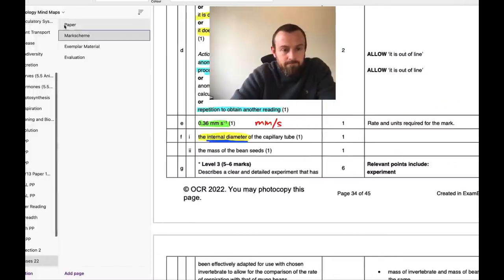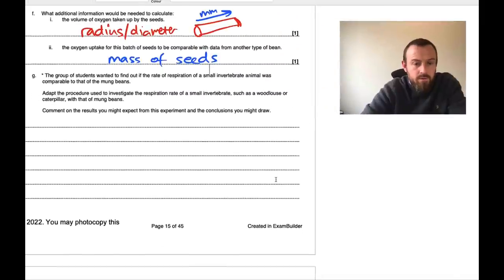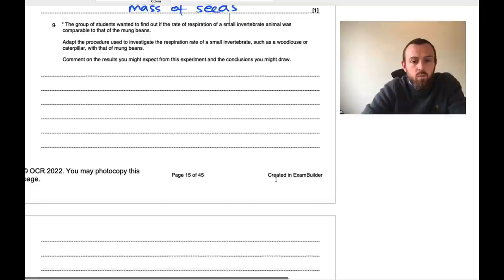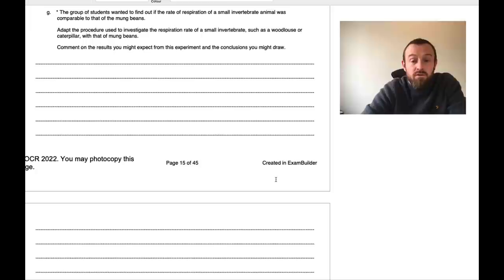Right, let's get into this 6 marker, okay? It says, the group of students wanted to find out if the rate of respiration of a small invertebrate animal was comparable to that of the mung beans. It says, adapt the procedure. This is a command word that I haven't seen very often. Adapt the procedure used to investigate the respiration of a small invertebrate, such as a woodlouse or caterpillar, with that of the mung beans. Adapt it. Comment on the results you might expect and the conclusions.